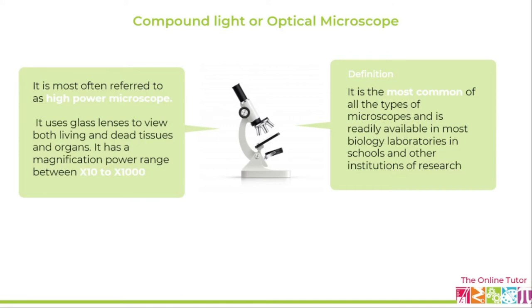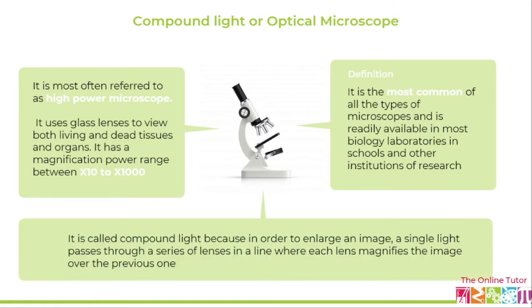It uses glass lenses to view both living and dead tissues and organs. It has a magnification power range between times 10 and times 1000. So you can use a compound light microscope to magnify objects in the range of times 10 to times 1000. Depending on the particular type of optical microscope you're using, this range may differ. But basically, they are used to observe both living and dead tissues and organs, as well as unicellular organisms, protozoans, and fungi.